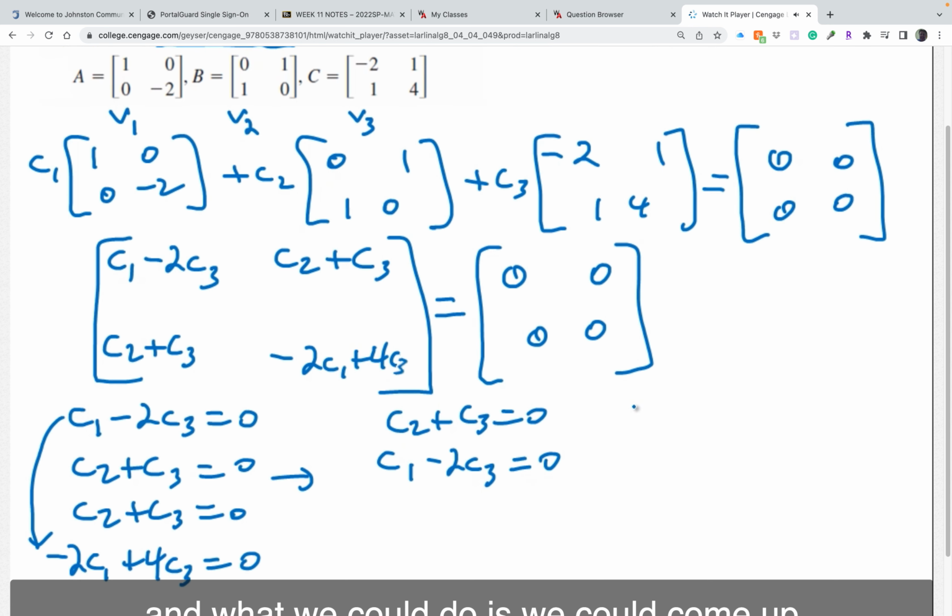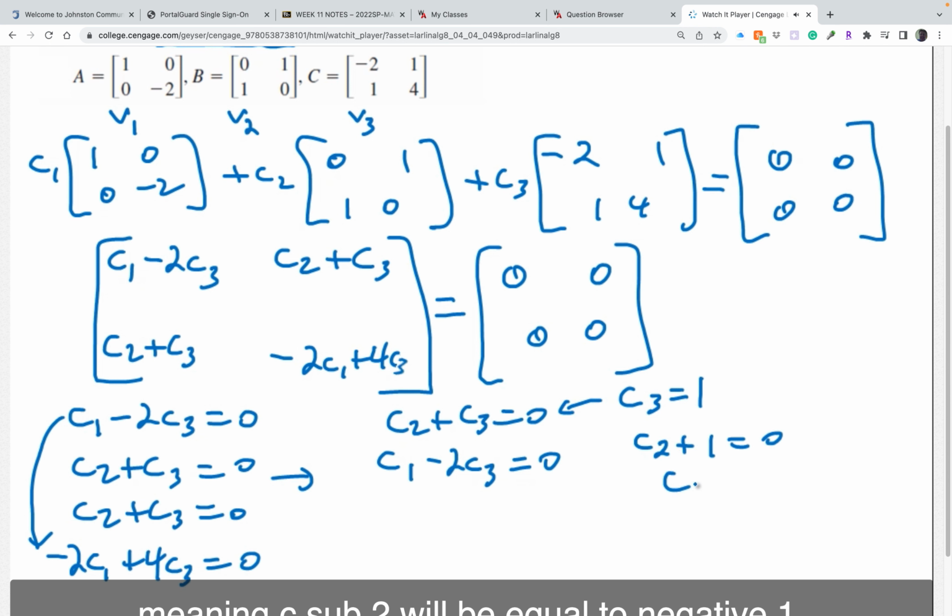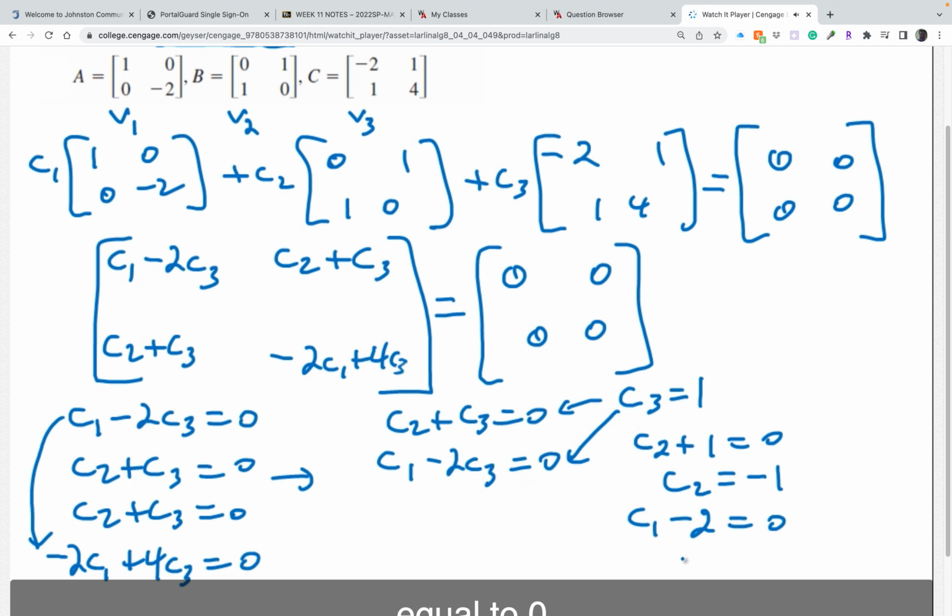And what we could do is come up with one solution. Let's just suppose that we let C sub 3 equal 1. Well, if C sub 3 is equal to 1, we can plug that into the first equation and get C sub 2 plus 1 equal to 0, meaning C sub 2 will be equal to negative 1. And then if we plug C sub 3 into the second equation, we'll get C sub 1 minus 2 equal to 0, giving us C sub 1 equal to 2.